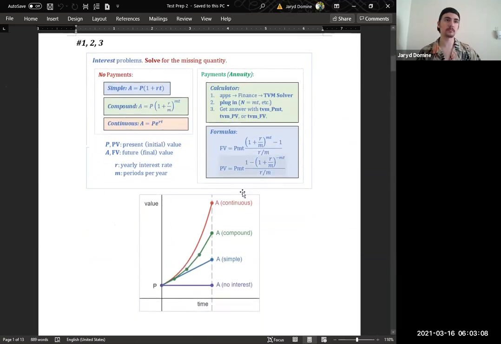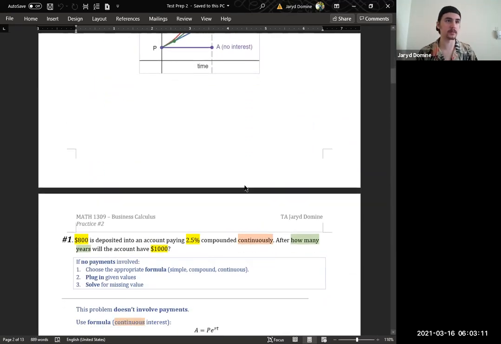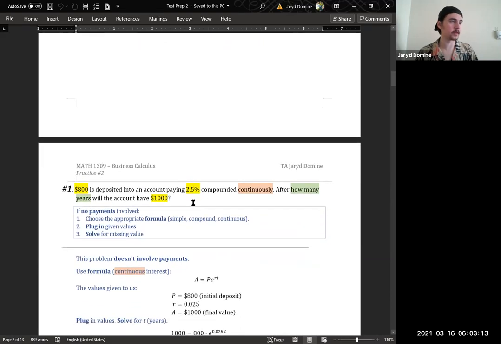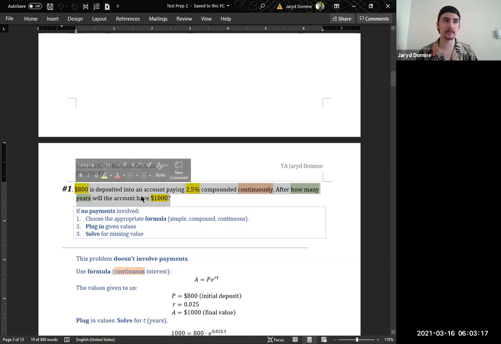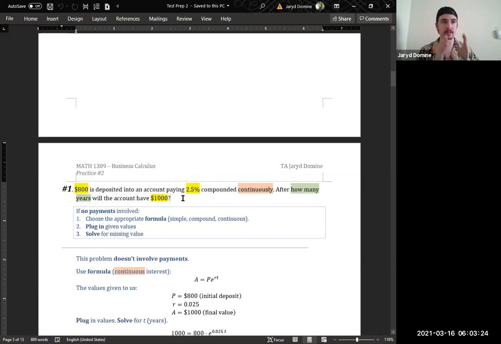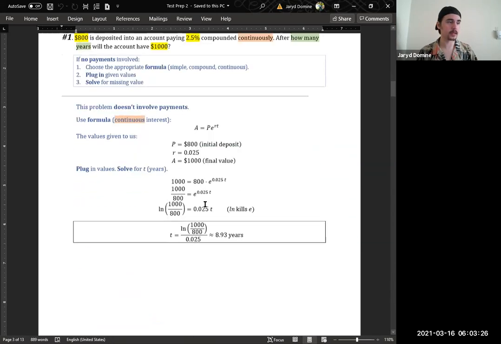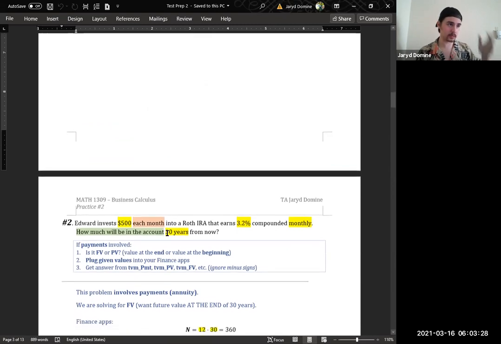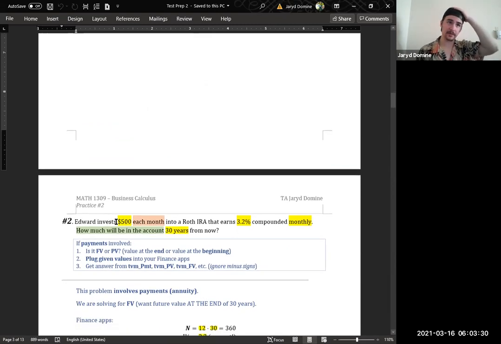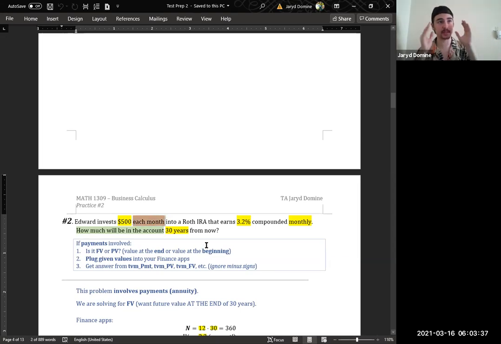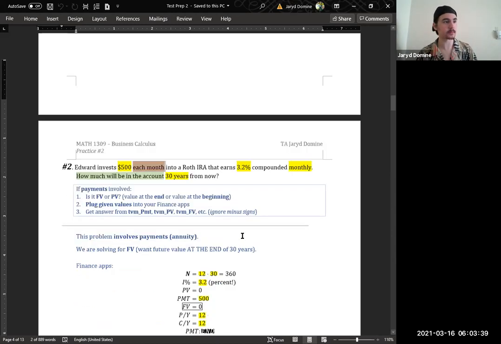So let me just show you one to show you what I mean. The first problem says a dude deposits $800 into an account. What's it going to be worth in the future? It says nothing about payments, right? So this is one of the problems that doesn't involve payments. Looking at problem 2, it says Edward invests $500 each month. Each month implies that he's putting $500 in each month. He's making payments. So that's going to be the second type of interest problem.